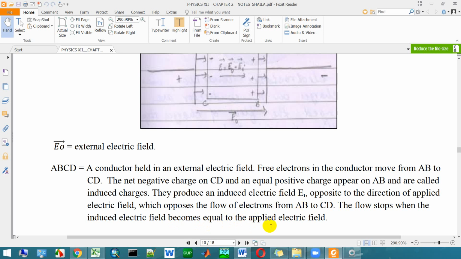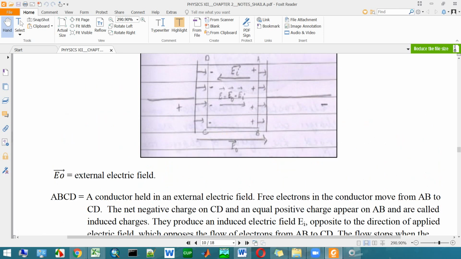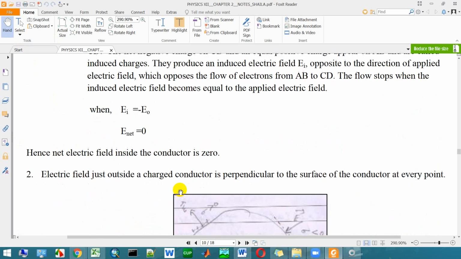They are opposite, and a stage comes when they become equal. At this stage, the net field becomes zero. So the net field inside the conductor is zero. So this is the first property.